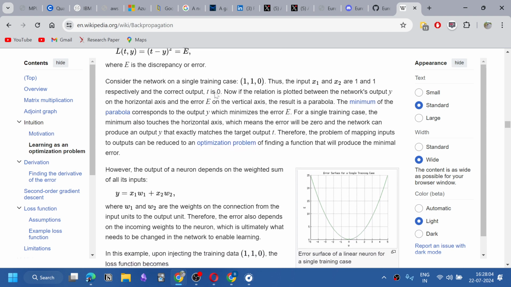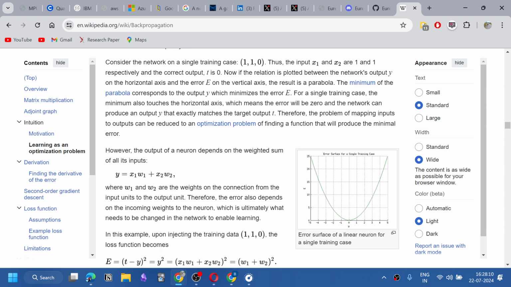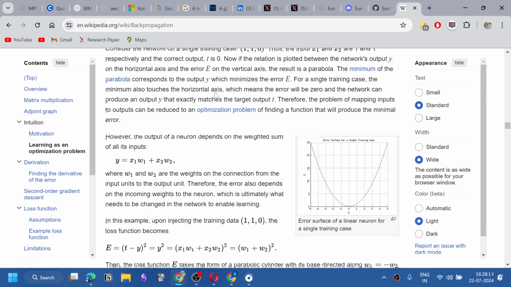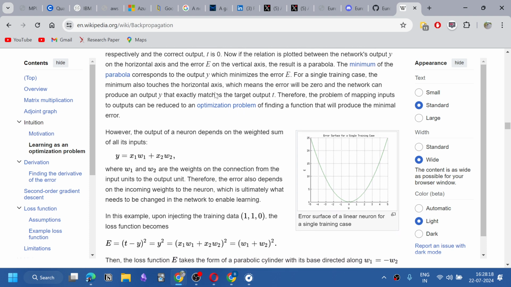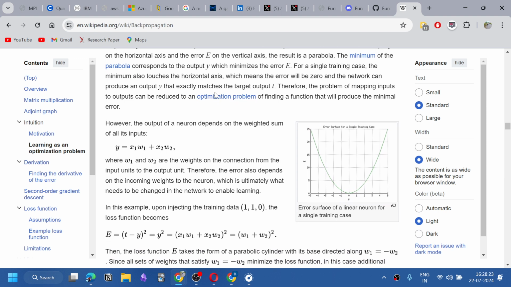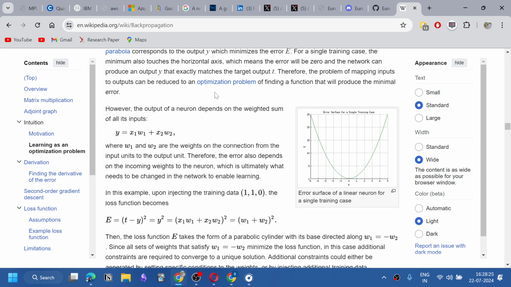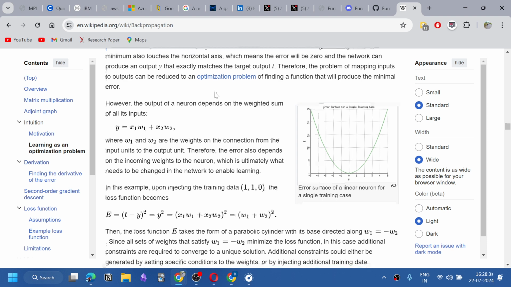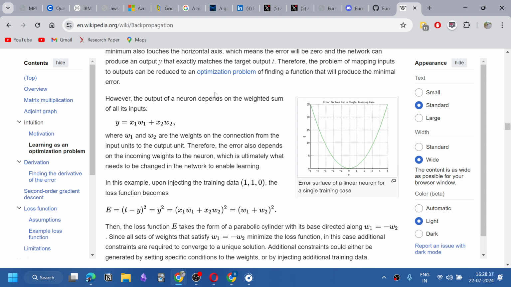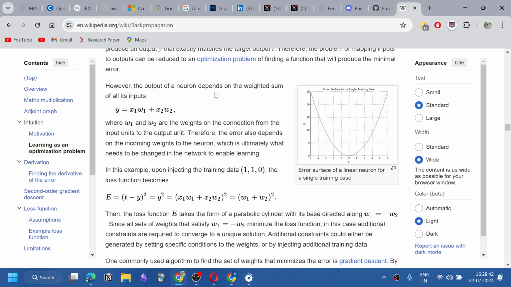Consider a network on a single training case where the inputs are x1 and x2 and the respective correct output is 0. Now consider the relationship between the neuron's output y on the horizontal axis and the error e on the vertical axis. The result is a parabola. The minimum of the parabola is at the output y which minimizes the error e for a single training case, and it touches the horizontal axis, which means the error will be 0. The network can produce an output y that exactly matches the target output.